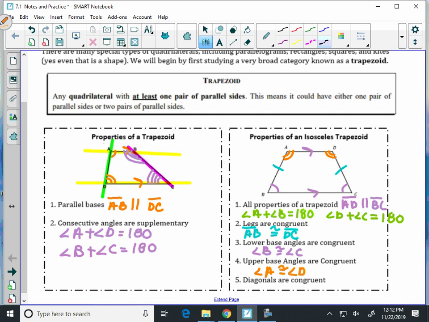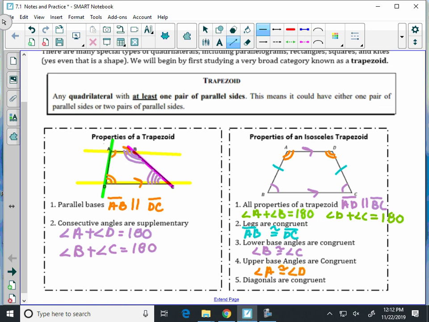That's also true. And finally, probably one of the most important things about an isosceles trapezoid is that the diagonals are congruent. And a diagonal in a quadrilateral connects two opposite angles.